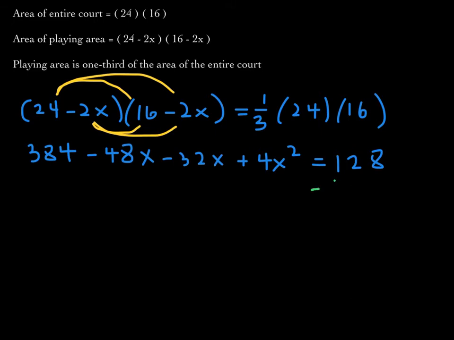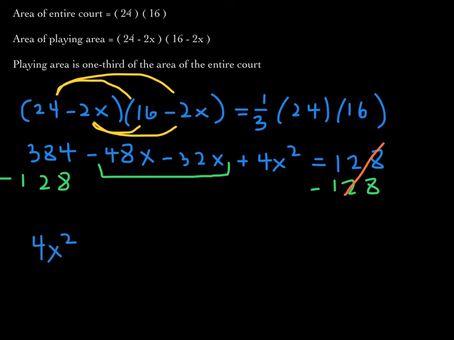Let me subtract 128 here, subtract 128 here. Now, 128 minus 128, of course, that's going to give me a sum of 0. And, of course, we want to do 384 minus 128. But at the same time, I want you to notice that these two terms are like terms, so we're going to combine those, okay? All right, on the left-hand side, I'm going to start with the highest degree, so 4x squared. That's what I'm going to start writing down first. And then when I add these two together, I get negative 80x.